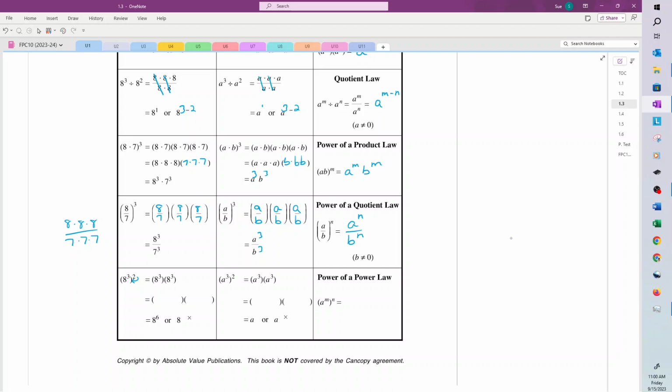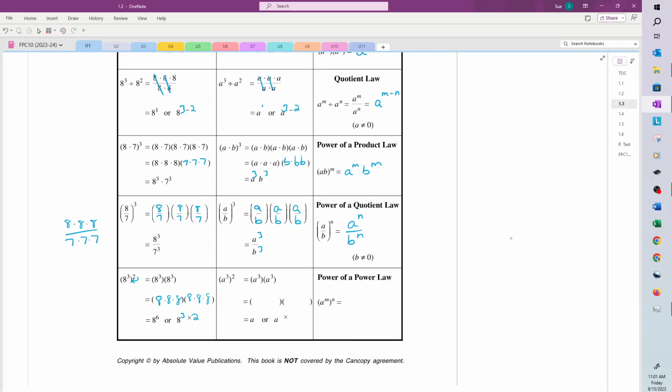If we expand that, that becomes 8 times 8 times 8 times 8 times 8 times 8. And if we count all those 8s up, we can see that we have 8 to the 6. The shortcut is that we just multiply the exponent. So that's 8 to the 3 times 2, which is 6.